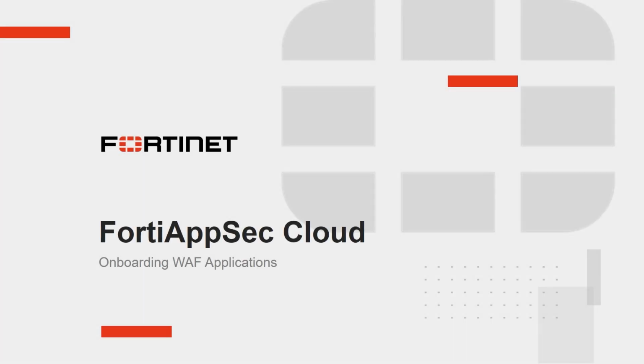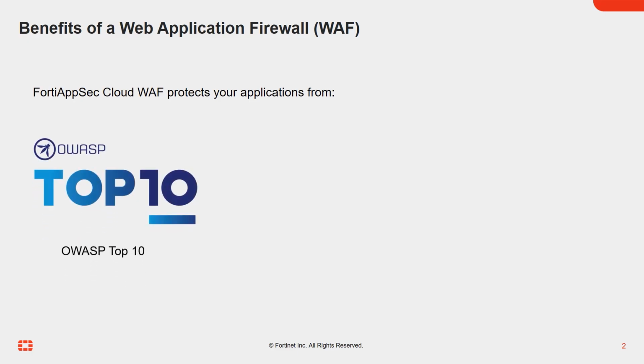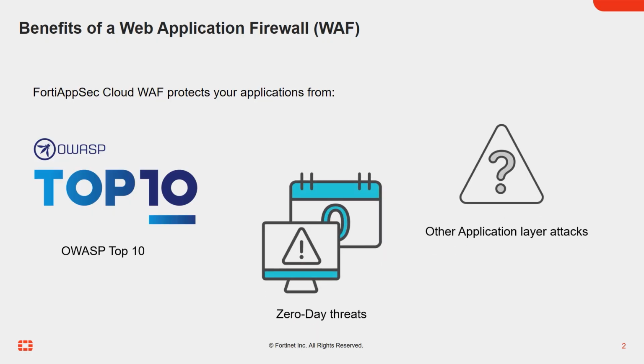Hi and welcome. In this tutorial video, we will go over onboarding applications to FortiAppSec Cloud's Web Application Firewall module. Onboarding an application to FortiAppSec Cloud's Web Application Firewall module activates default protection features that defend against a variety of attacks, such as those defined by the OWASP Top 10 and other application layer attacks. You can easily customize these policies and add others if needed.